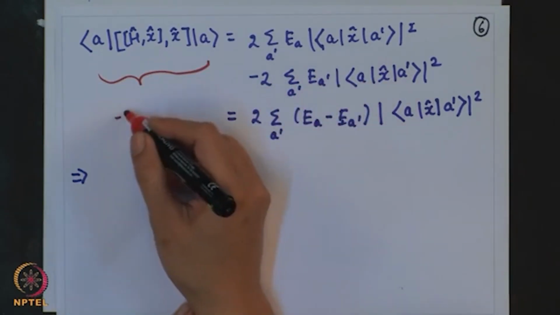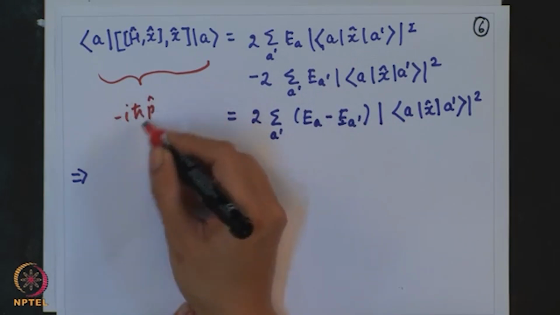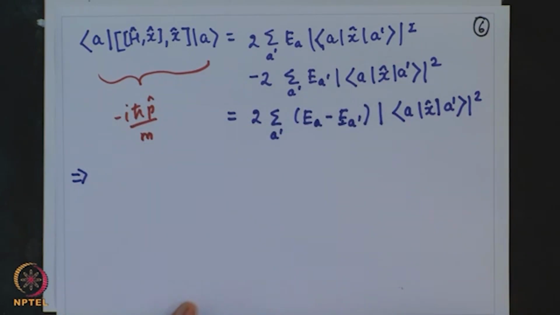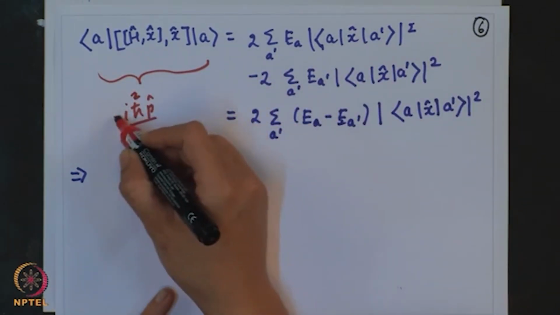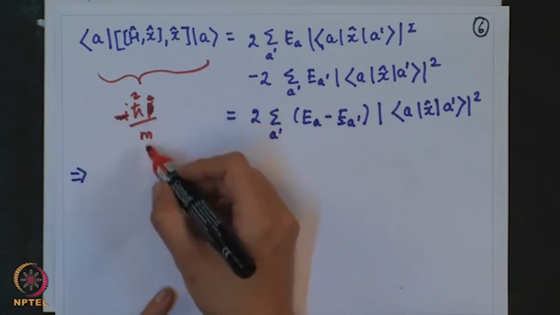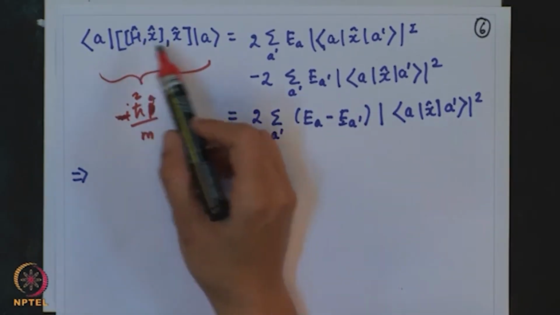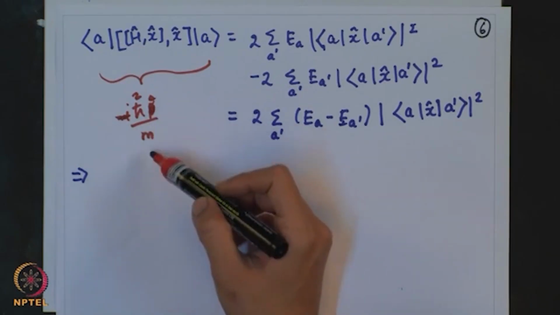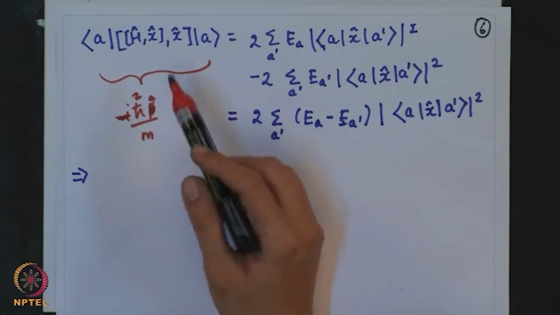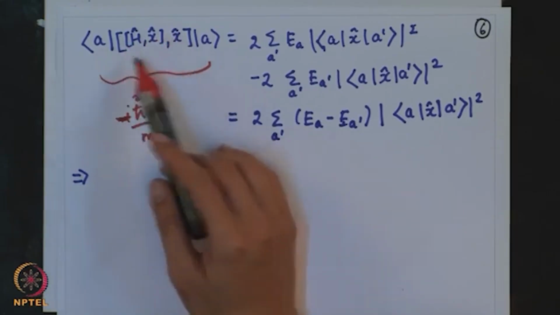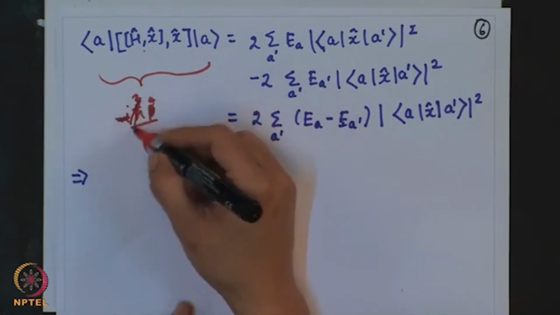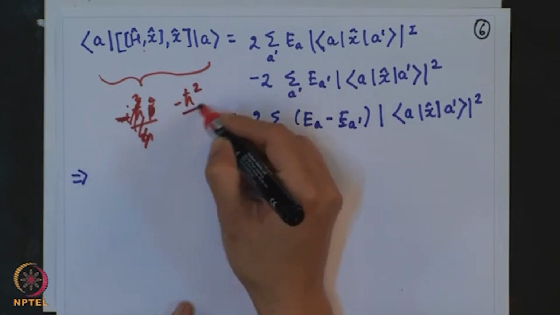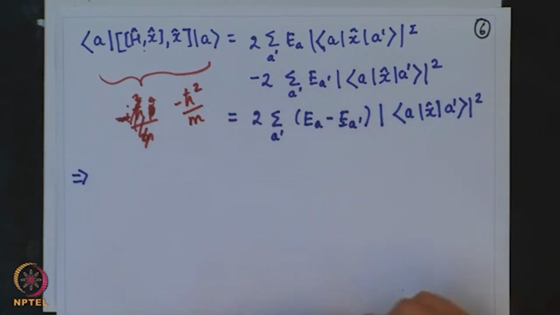What was it? Minus i h-cross p-hat upon m. That is what we have evaluated. It was minus h-cross upon m, because the commutator of H and x was minus i h-cross p-hat upon m, and the commutator of this quantity with the operator x was minus h-cross squared upon m, correct.